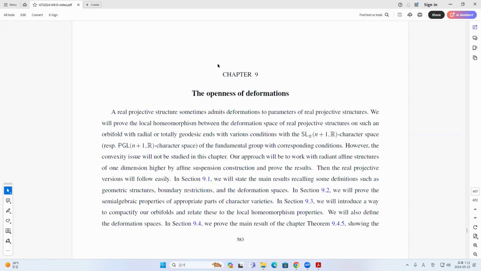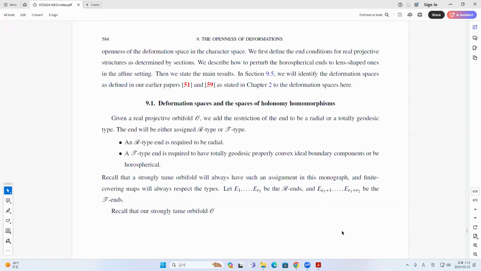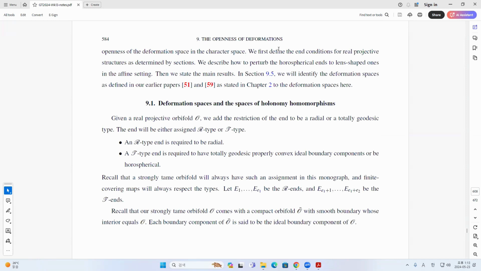Okay, so today I will do the openness in chapter 9. So 9.1 we will recall some definitions and state the main result, and in 9.2 we prove some semi-algebraic properties of some character varieties, and in 9.3 we will introduce some way to compactify the orbifold and relate these to local homeomorphism properties. And in 9.4, we prove the main result, showing the openness of the deformation space in the character space.